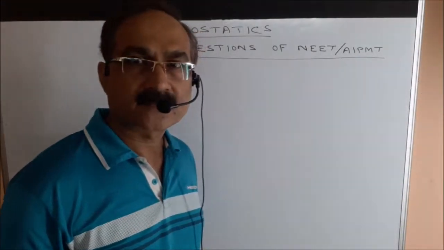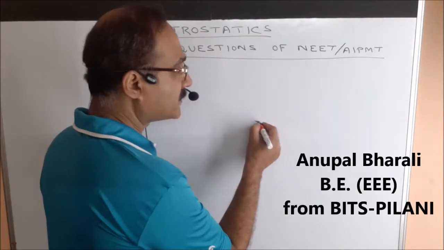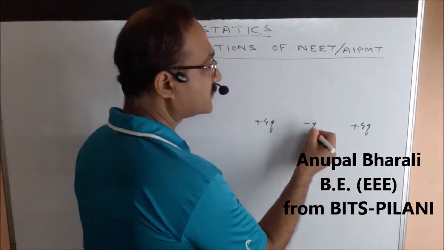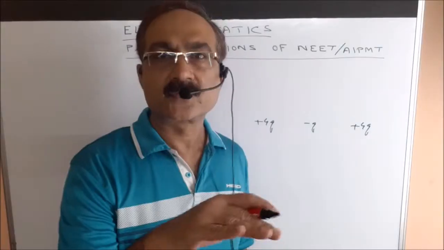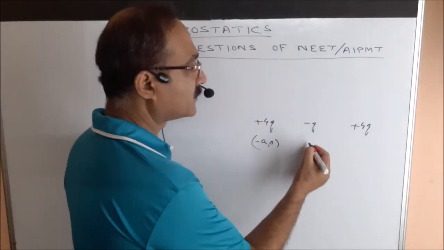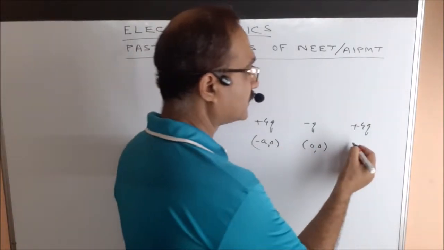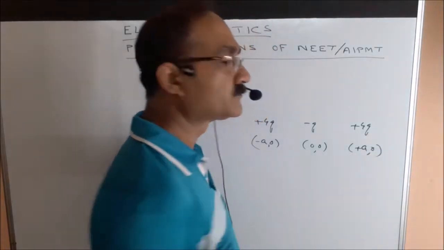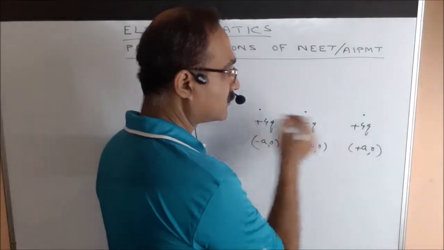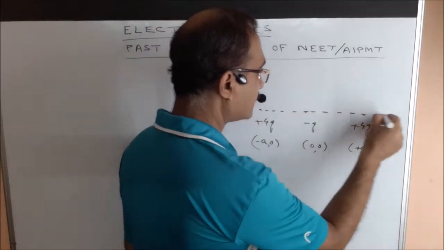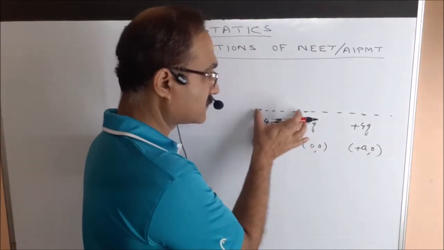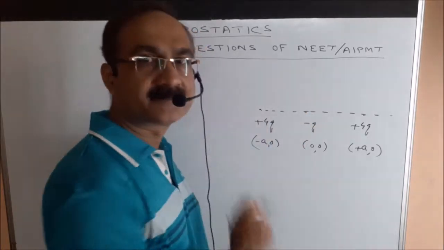So this question says three charges, plus 4q, plus 4q and minus q, are placed at three points. One is at minus a, 0, one is at 0, 0, and this is at plus a, 0. So if we think about the x-axis, that means this is the origin and the charges are placed along the x-axis. This is at the origin, this is at a distance of a, and this is also at a distance of a, but on the other side.